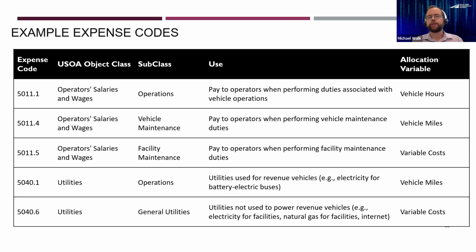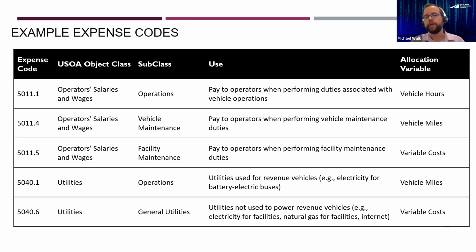This slide gives you a few concrete examples of how different expenses would actually be entered with a combination of object class and subclass. So if we look at the first row of this table, we can see expense code 5011.1. That refers to the object class of operator salaries and wages that were used for the subclass of operations. So you would enter your expense of operator salaries and wages with a subclass of operations when those salaries and wages were paying operators to operate their vehicles. And the calculator is going to take that expense and allocate it using vehicle hours, because that's an hours-based cost.